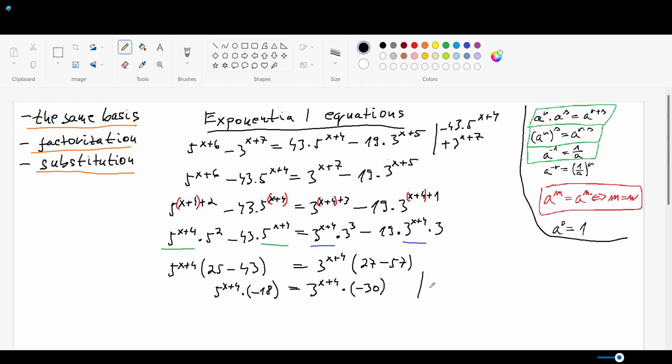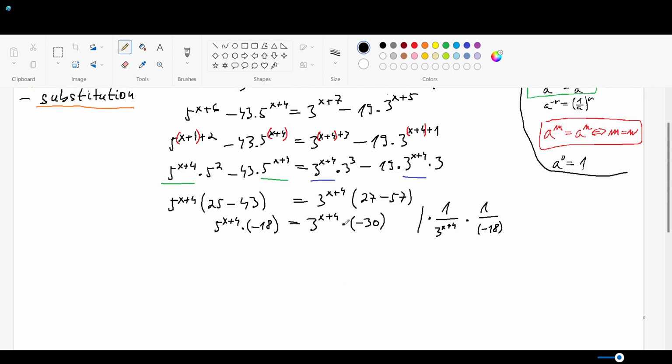So now what do we do? We simply multiply both sides by 1 over 3 to the power of x plus 4 times 1 over negative 18, because we want to have x's on the left side and just numbers on the right side. So then we will have the equation 5 over 3 to the power of x plus 4 is equal to, and negative 30 and negative 18 is going to be a positive number, so I will get rid of the minus signs, and we will have something like this.